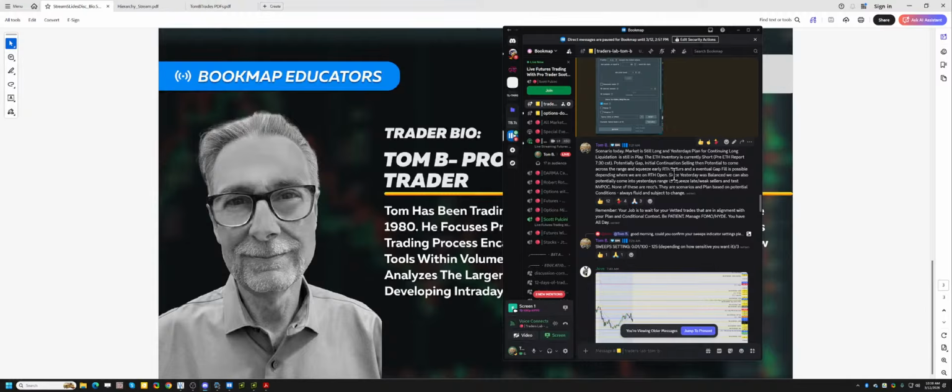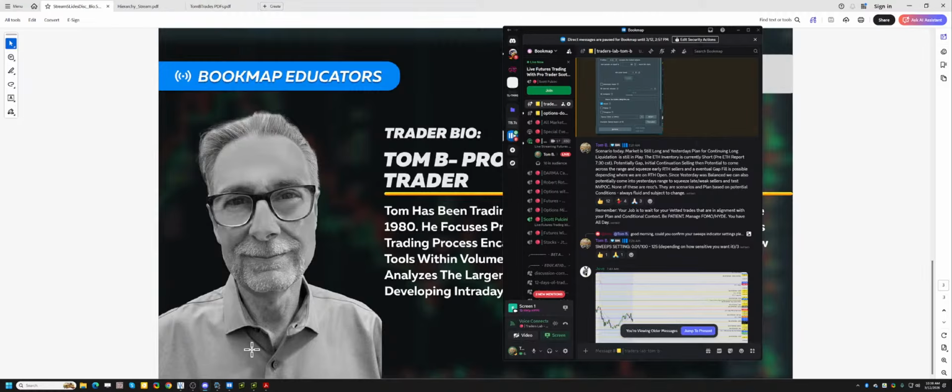Since yesterday was balanced, that means two-sided, we can also potentially come into yesterday's range to squeeze late week sellers and test the naked volume point of control above, which I'll show you. None of these are recommendations. They are scenarios and plan based on potential conditions, always fluid and subject to change. Remember, your job is to wait for your vetted trades that are in alignment with your plan and conditional context. Be patient. Manage FOMO. You have all day. Okay? That's the plan. Now what happens after that?